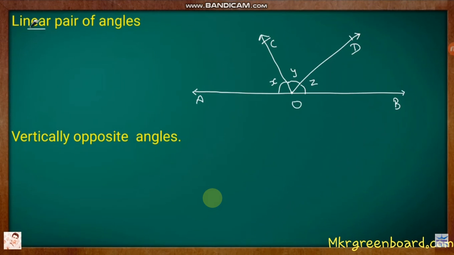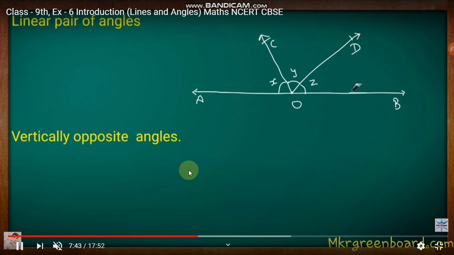Next we can discuss linear pair of angles. A linear pair of angles is nothing but a straight line or two rays forming different angles.